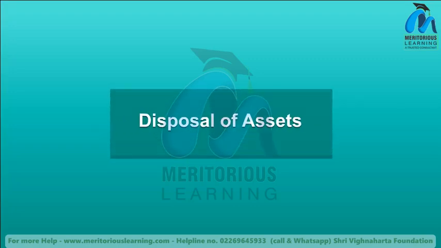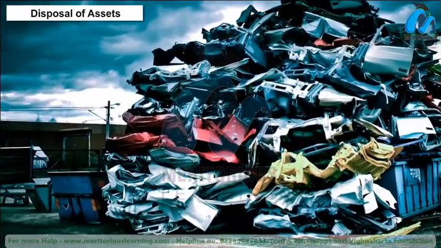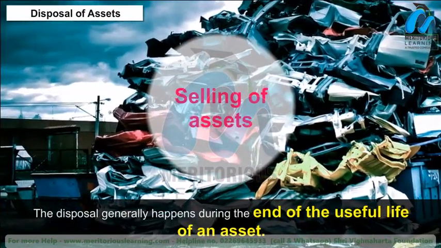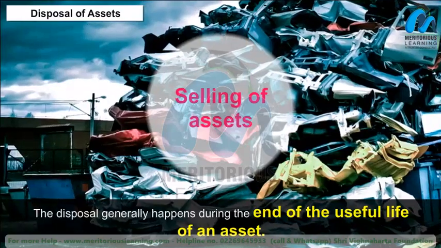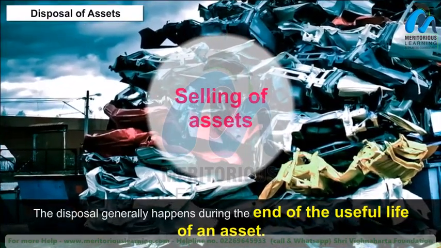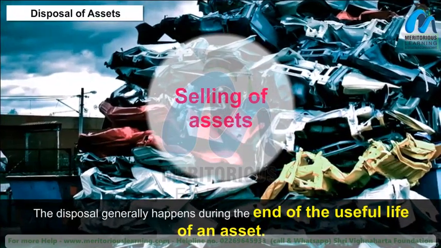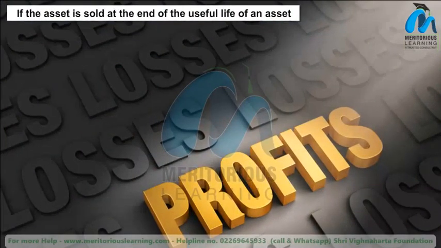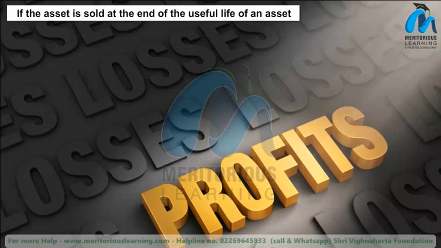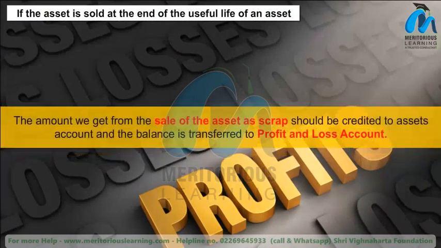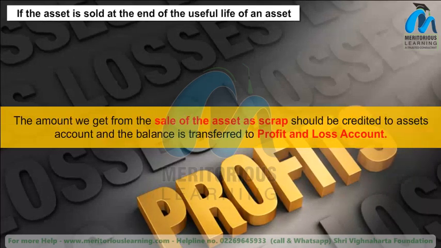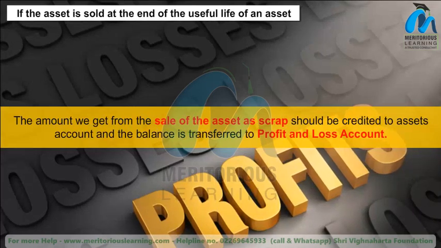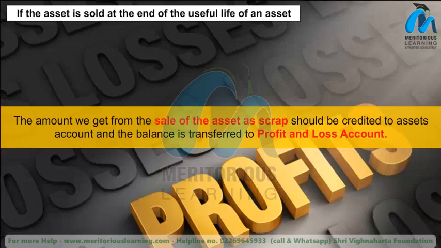Disposal of assets. The disposal of assets means selling of assets. The disposal generally happens at the end of the useful life of an asset, but at times it happens during the useful life of an asset. If the asset is sold at the end of the useful life, in this case, the amount we get from the sale of the asset as scrap should be credited to assets account and the balance is transferred to profit and loss account.